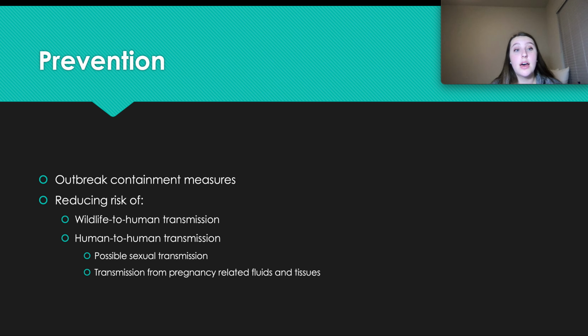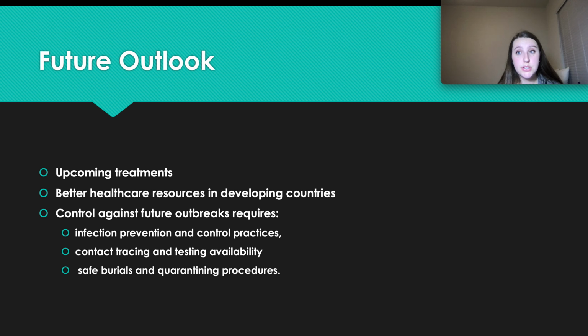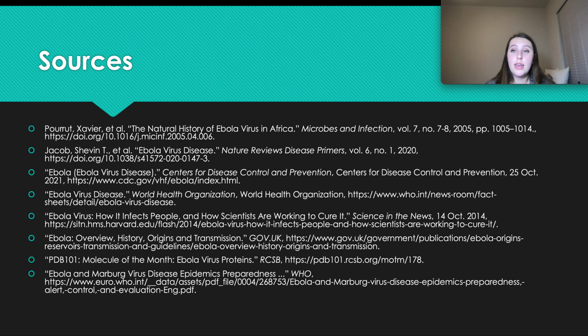To prevent future outbreaks, appropriate containment measures need to be put in place, and reducing the risk of wildlife to human transmission and human to human transmission is important. Looking towards the future, upcoming treatments, it's positive to look in the past and see in only a few years how many new treatments exist, such as those monoclonal antibody treatments and the 2 vaccines. And one can expect that more treatments will start being developed, specifically for the other less common Ebola viruses. Better healthcare resources in developing countries and control against future outbreaks will help this Ebola virus not become an epidemic again and lower the mortality rate.